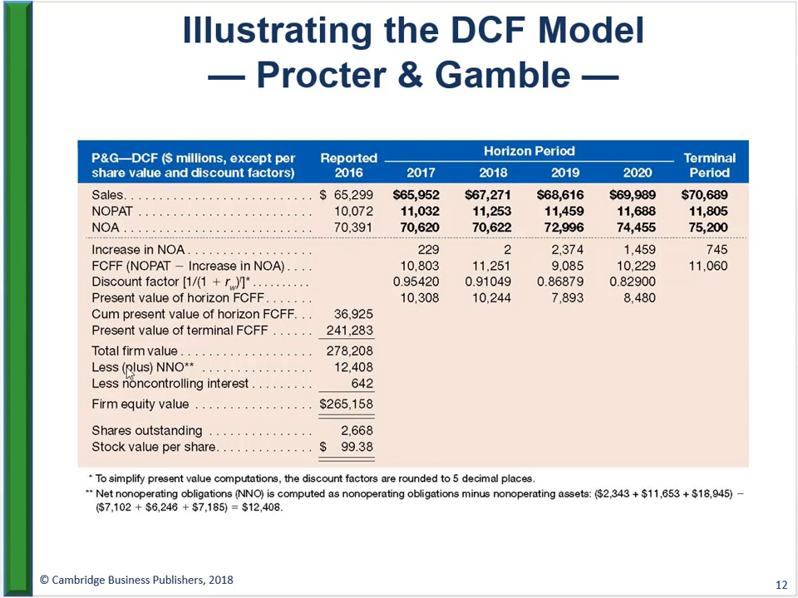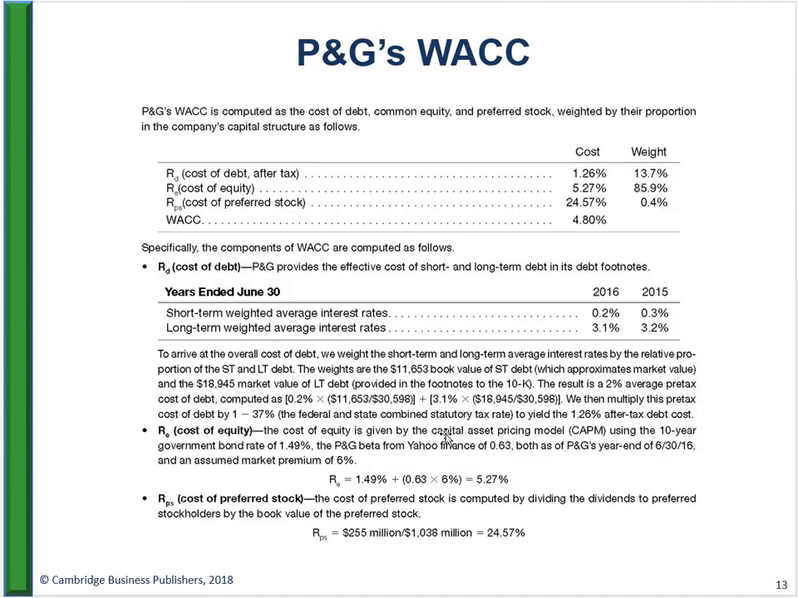We're going to subtract our net non-operating obligations of $12 billion, and we're also going to subtract our non-controlling interest of $642 million for a firm equity value of $265 billion. Divide by shares outstanding to calculate a share price of $99.38. Compare that to the market value. If the current market value is 85, well, that represents a pretty good opportunity to buy an undervalued stock.